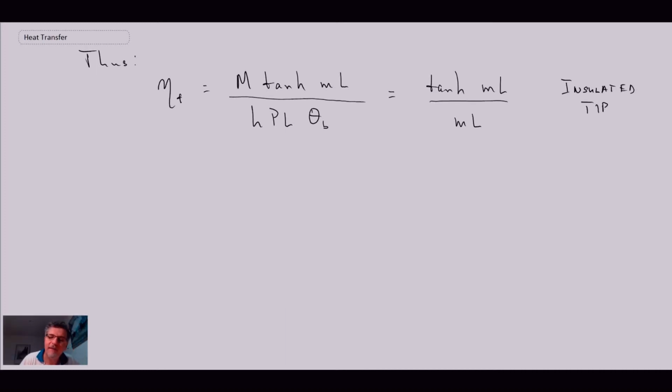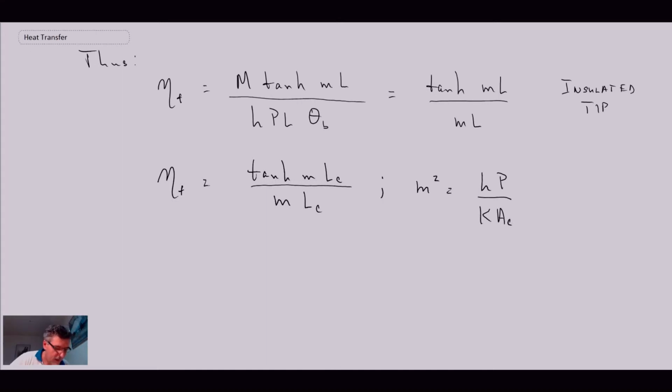So this would be the fin efficiency if we had the insulated tip solution. And then the fin efficiency if we have the corrected length. And if you recall, we defined m, I'll give us m squared here. So that is the corrected convecting tip.